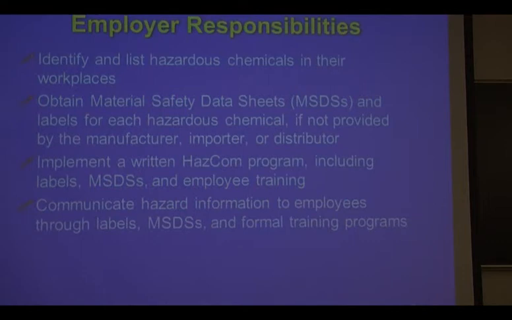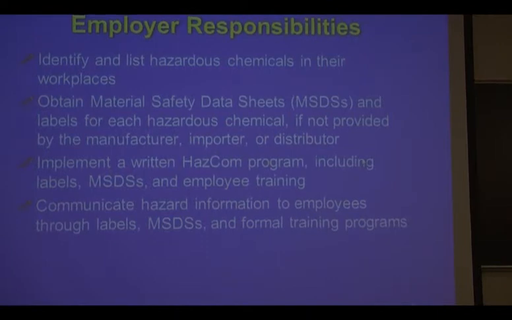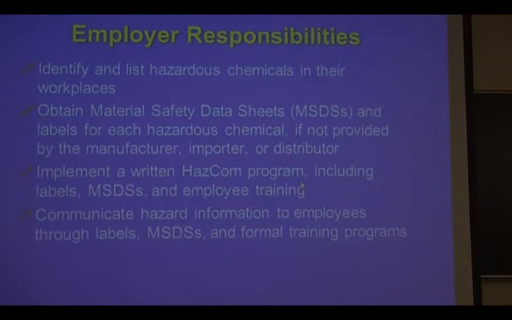Employers' responsibilities: you have to identify and list the hazardous chemicals in your workplace. That's one of the learning objectives. Obtain MSDS and labels for each chemical. Implement a written HAZCOM program including those labels, MSDSs, and part of that program is to train employees. Communicate hazardous information to employees through labels, MSDS, and formal training. That sounds the same, implement and communicate, but by implementing something, you have to make sure the employees know what is implemented. That's how serious it is. If I just tell you something, and I don't verify you learned it, then you haven't learned it and we haven't communicated. So communication is two-way. You have to demonstrate you have the knowledge.